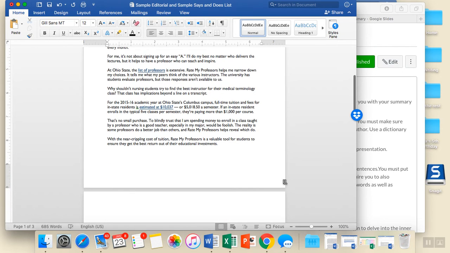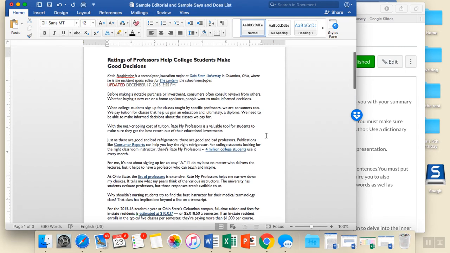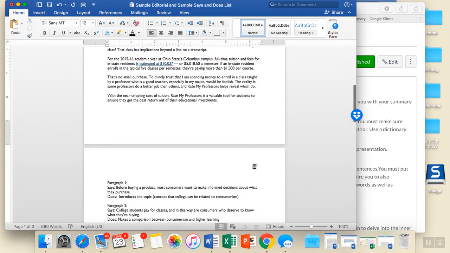So if I scroll down this document, and I will post this to Canvas, you notice my first paragraph here: Kevin Stankiewicz wrote an article about how rating of professors helps college students make good decisions. In the first paragraph, he writes, before making a notable purchase or investment, consumers often consult reviews from others. Whether buying a new car or home appliance, people want to make informed decisions. So I looked at that, and then I decided to come up with my own.